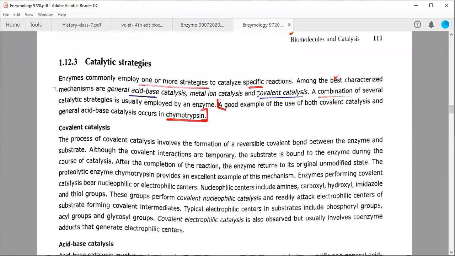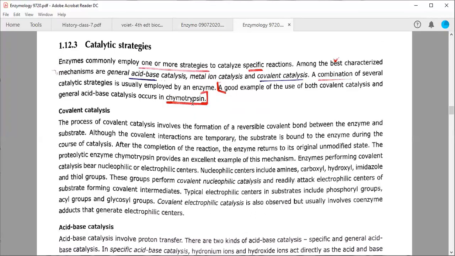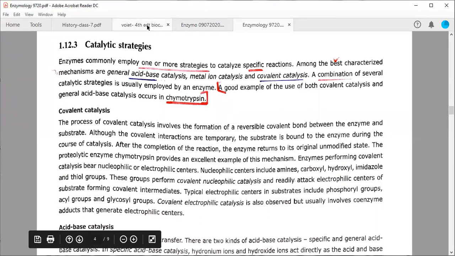So you have seen that a covalent bond is also formed, so you can categorize that as covalent catalysis. But this is also coming under the acid-base catalysis. So if you want to discuss a pure example of acid-base catalysis, you will go, for example, to chymotrypsin, which is also a good example of using both covalent catalysis and acid-base catalysis. This also is the same example, but if you want to discuss a pure example of acid-base catalysis, it is actually given in the void.